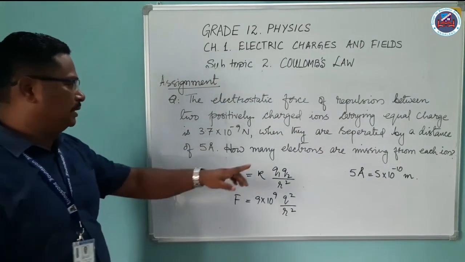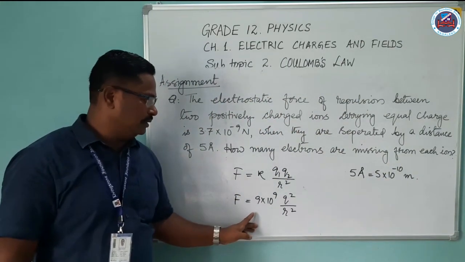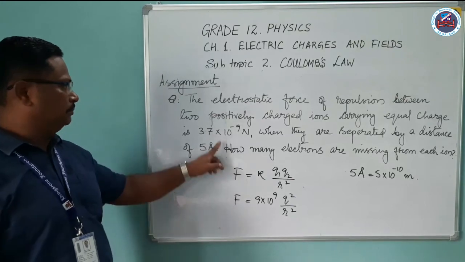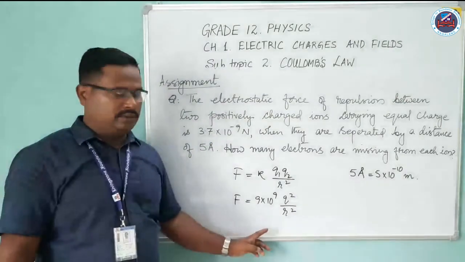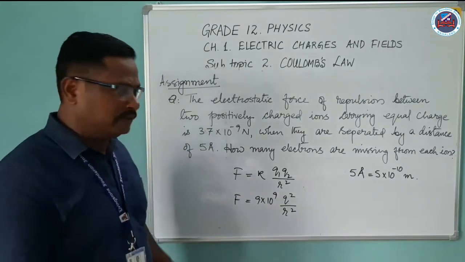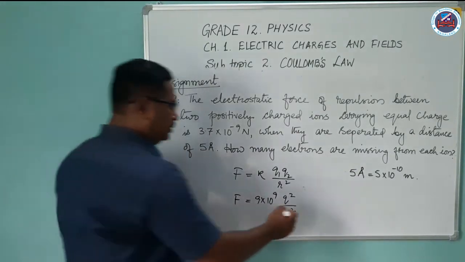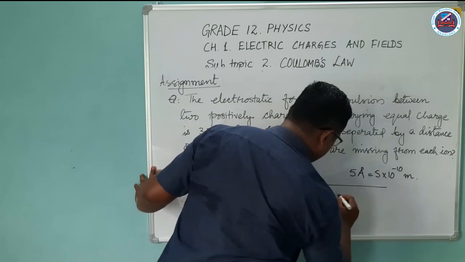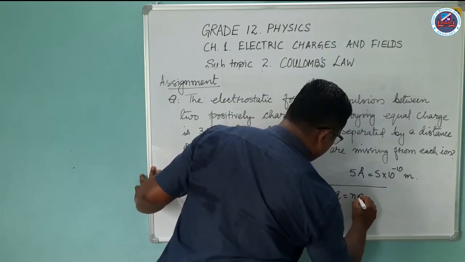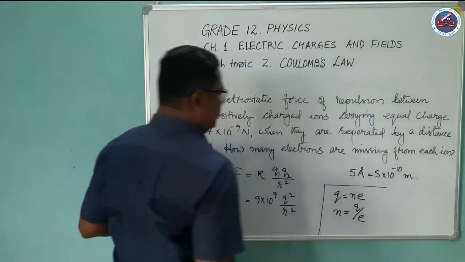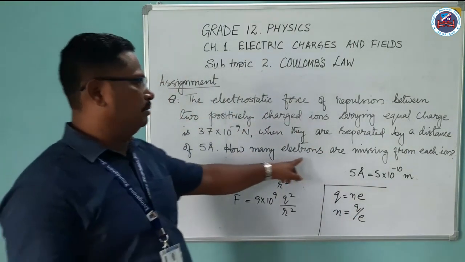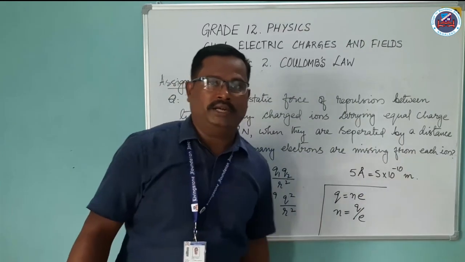So you can use that value, and force value is also given to you. You can first find out the value of Q. After you find the value of Q, what you have to do is use the quantization of charge. This Q is equal to N E. From there, N you can find out as Q divided by E. With this formula you can find out the number of electrons that are missing from each ion.